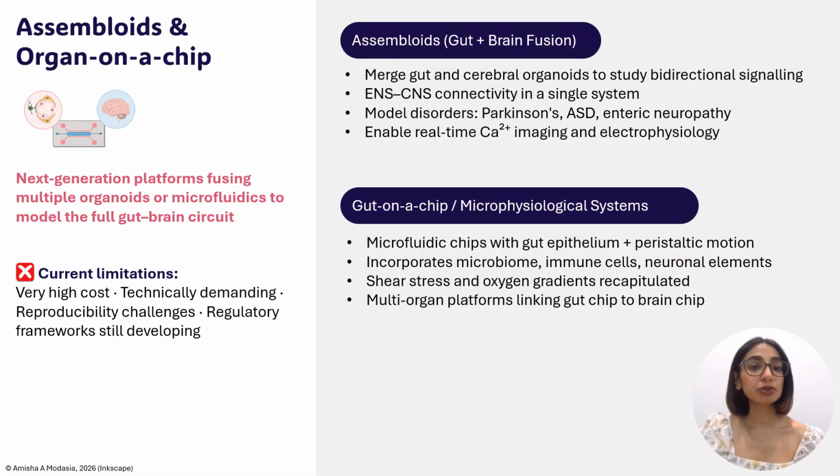At the frontier of the field, we have two next-generation approaches. Assembloids are created by physically fusing gut and brain organoids together and allowing them to integrate. The resulting structure captures bidirectional signaling between the enteric nervous system and the central nervous system compartments in a single model. Researchers have used assembloids to study how enteric neurons project into and communicate with brain tissue, and to model disorders like Parkinson's disease and autism spectrum disorder, where both gut and brain pathology coexist.